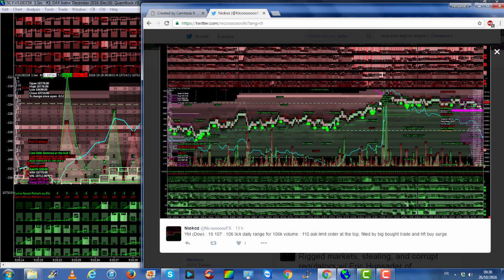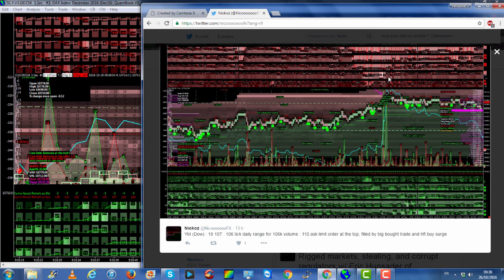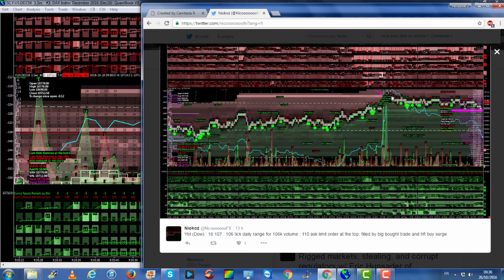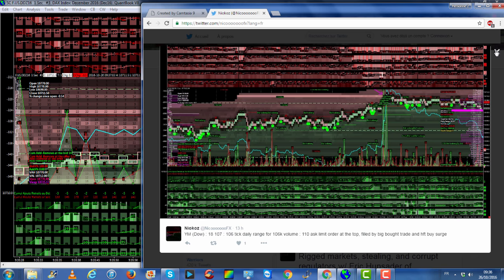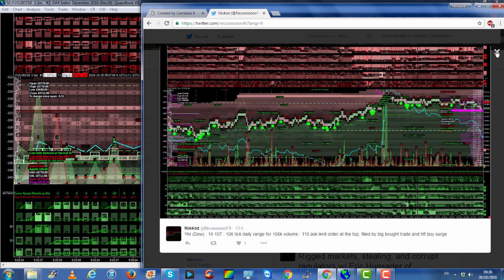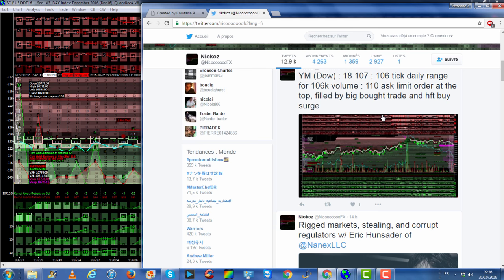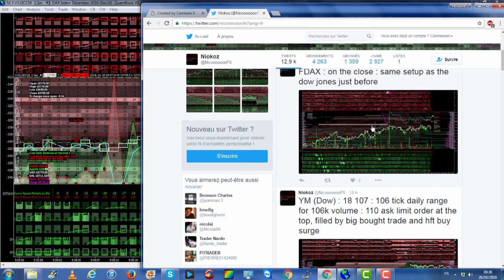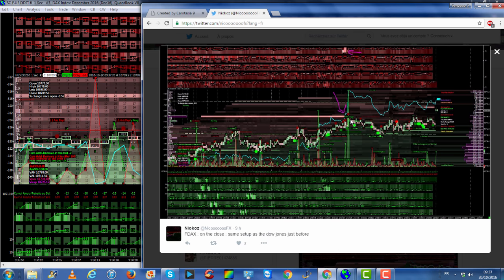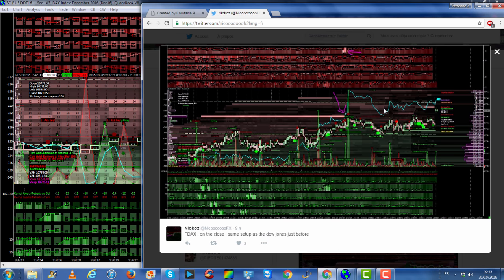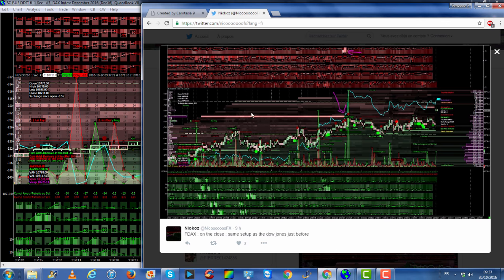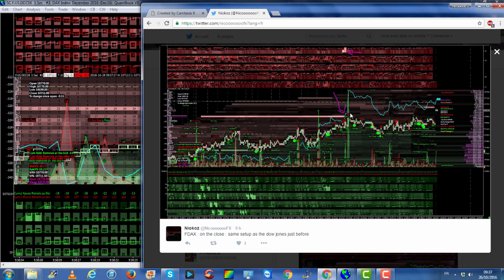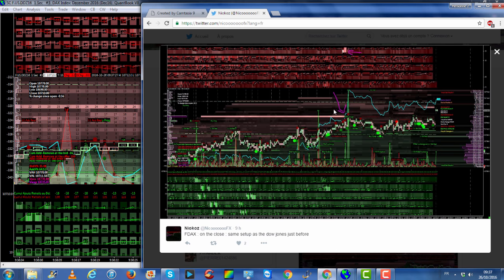So it's a typical setup. You will get it all day long, and many kinds of signals all day long. As you can see on my Twitter profile, you can find the same setup two hours later yesterday on the FDAX, for the close on the FDAX. You can see just here a big ask limit order at the offer of the order book.